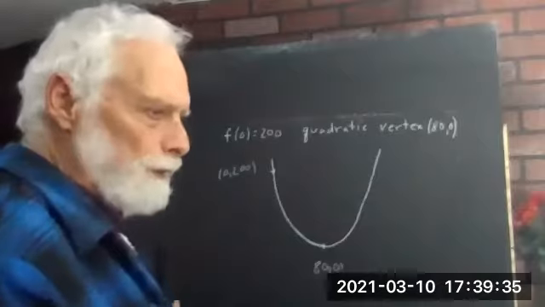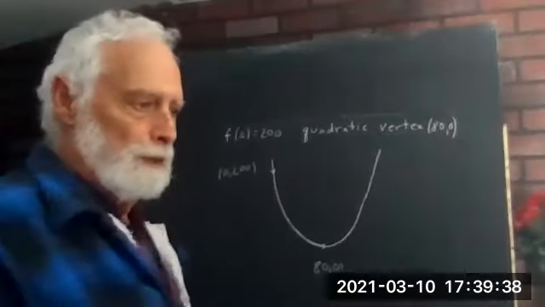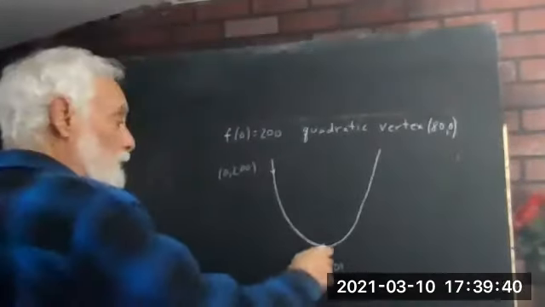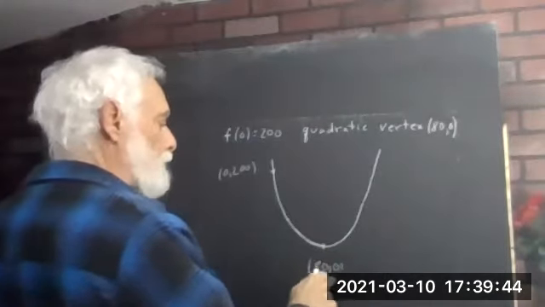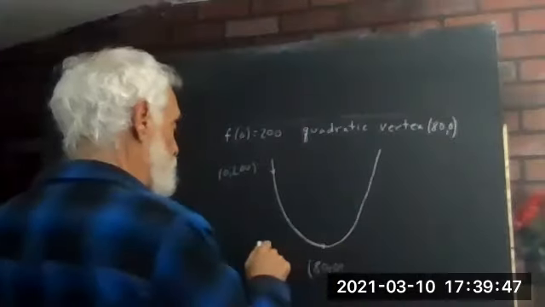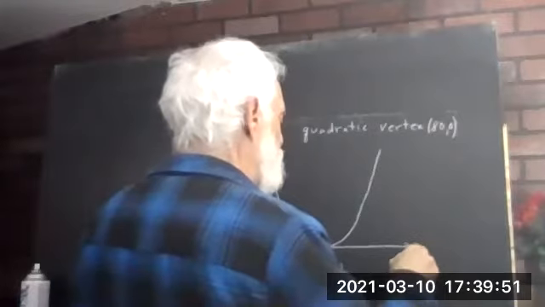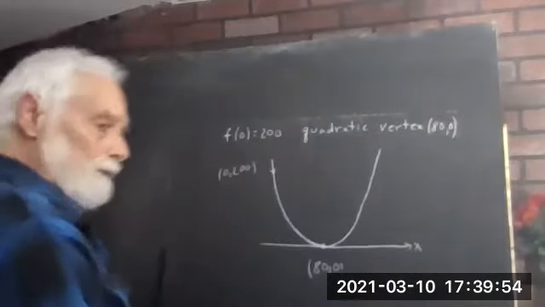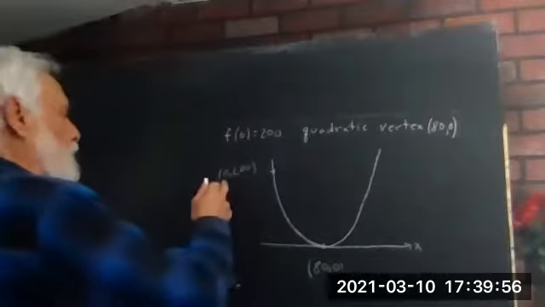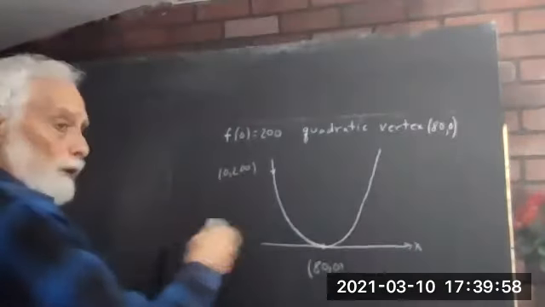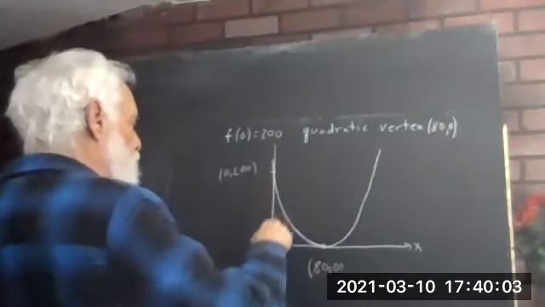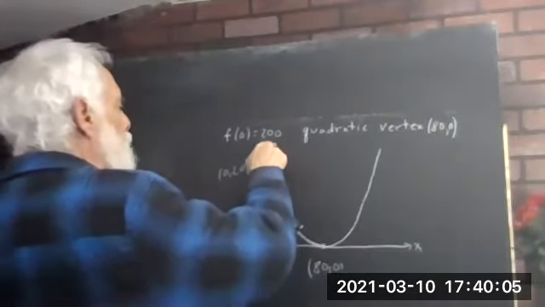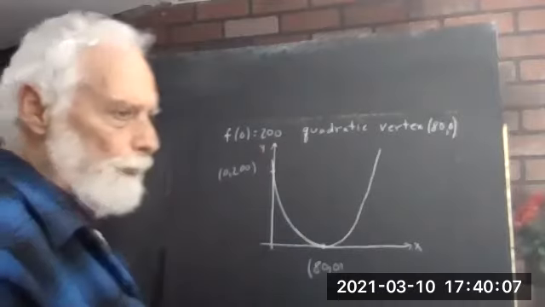Now the question is, where am I going to put my axes? Well, it's obvious that the x-axis has to go through the point (80, 0), because the y-coordinate there is 0. So I draw my x-axis here. And my y-axis has to go through the point (0, 200), because there x is 0. So now I know where my y-axis is, and I know where my x-axis is.